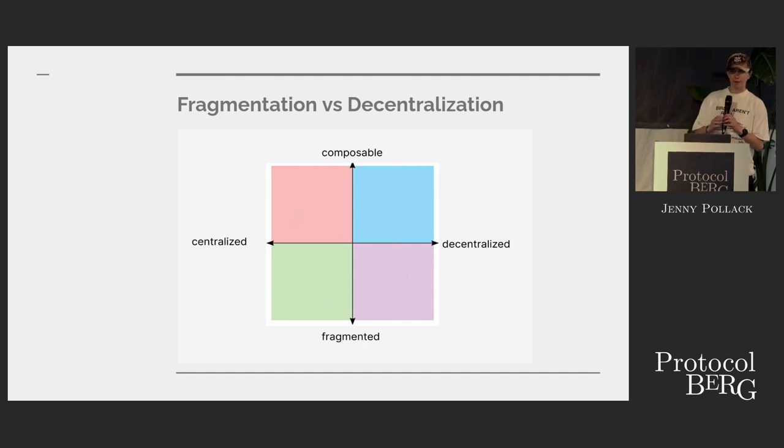So if we want to grow adoption for open protocols, we have to understand what the trade-offs are so that we can provide better building blocks and solutions for app devs to use more composable and more decentralized technologies. Because currently, most applications that are used by anyone are centralized and fragmented. Obviously, most apps that are used by people are not crypto apps today.